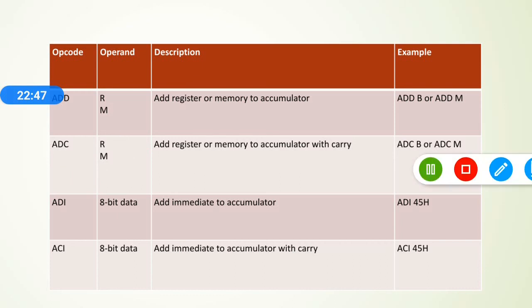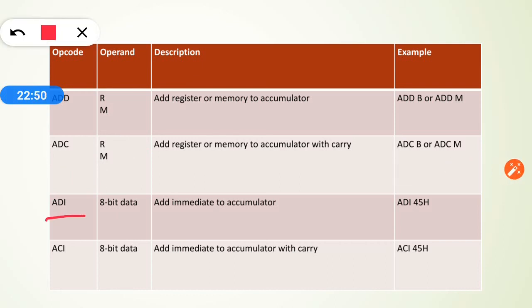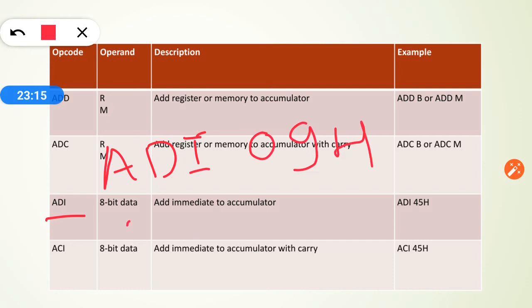Now next is ADI, add immediate. Again you have got the idea that immediate means our input data from the user side. Suppose I want to add the contents of the accumulator with my number, any number, suppose 09H. So I can write just ADI 09H, where H is hexadecimal data. So this instruction states A plus 09. A means the contents of the A register and 09 is our immediate data, or user side data.